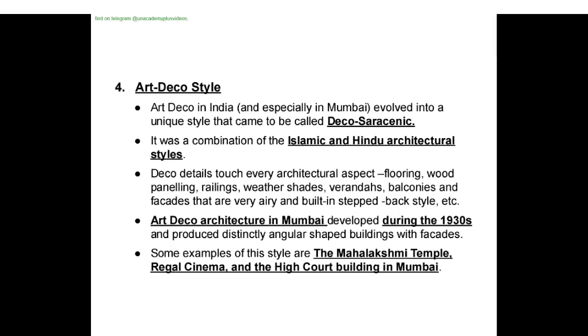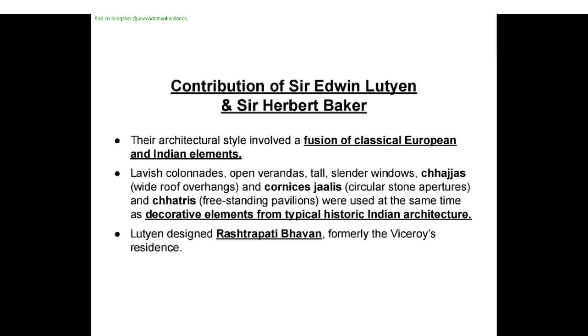Art Deco style, also called Deco Saracenic, is a combination of Islamic and Hindu architectural styles. Mahalakshmi Temple, Regal Cinema, and the High Court building in Mumbai are examples of Art Deco style.